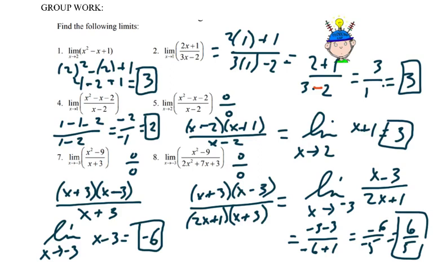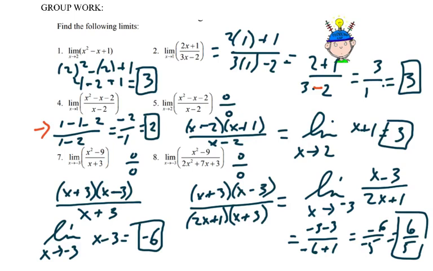Question number 4, same thing. Even though this looks like one where you might think, oh, guaranteed I'm going to have to factor this, you actually don't have to factor it. When you plug in, you go right to 1 minus 1 minus 2 over 1 minus 2. That's -2 over -1, which just simplifies to +2. No factoring needed.